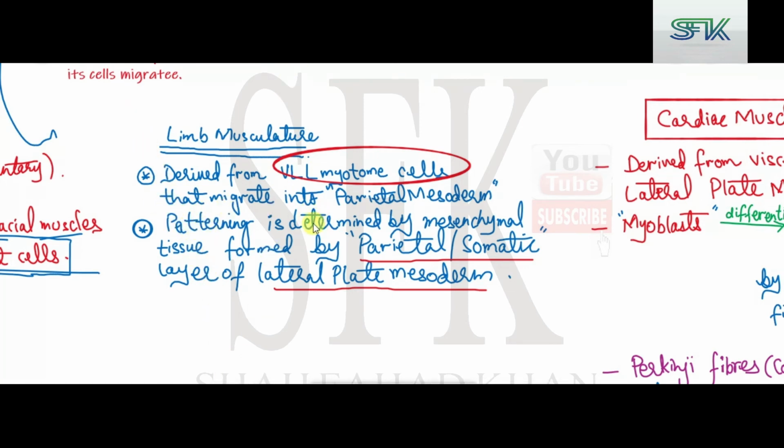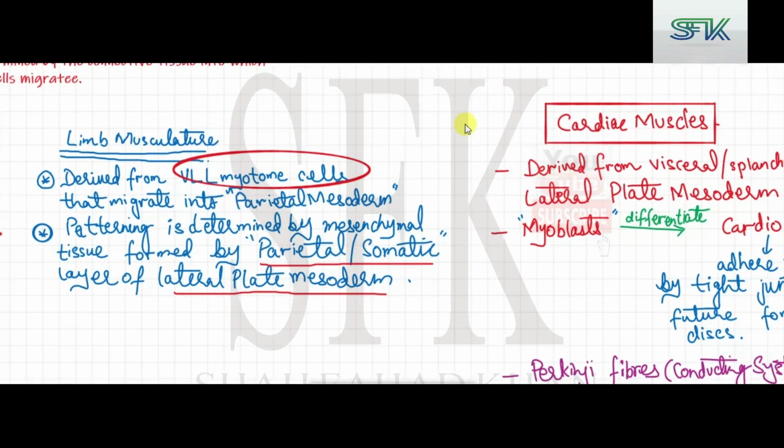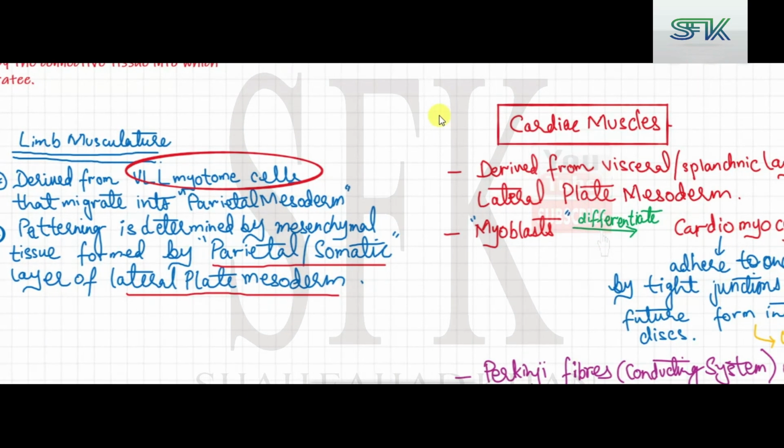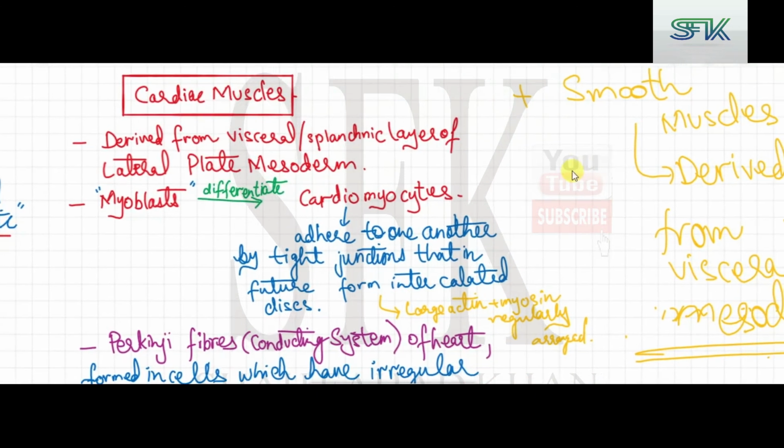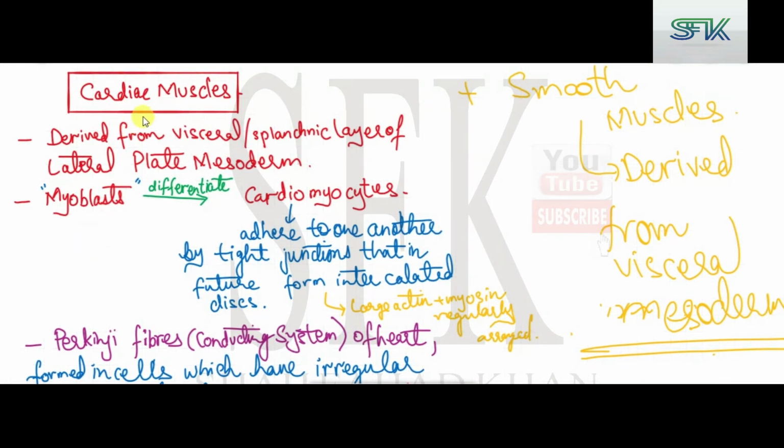The pattern in which the muscles develop is determined by the mesenchymal connective tissue that is already present. In the case of limbs, it's the parietal or the somatic layer of the lateral plate mesoderm that gives rise to the mesenchymal tissue, and it determines the pattern in which the muscles develop in limbs. And then finally the cardiac muscles. Cardiac muscles are involuntary, right? Both cardiac muscles and smooth muscles are involuntary.